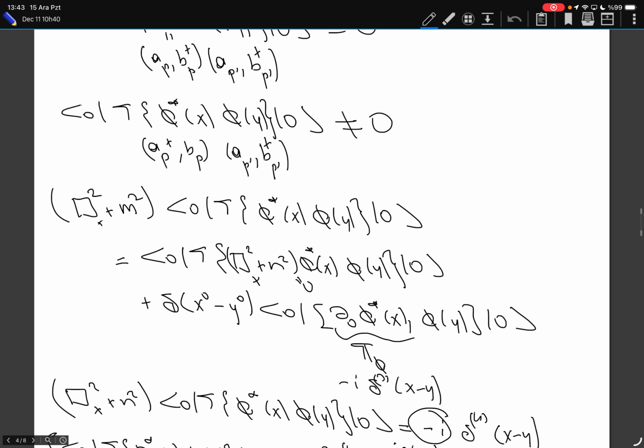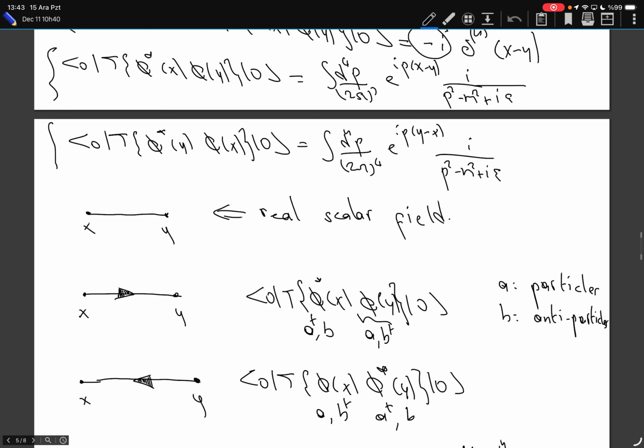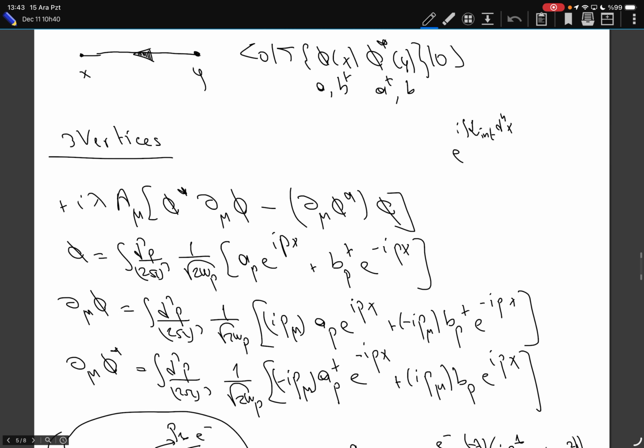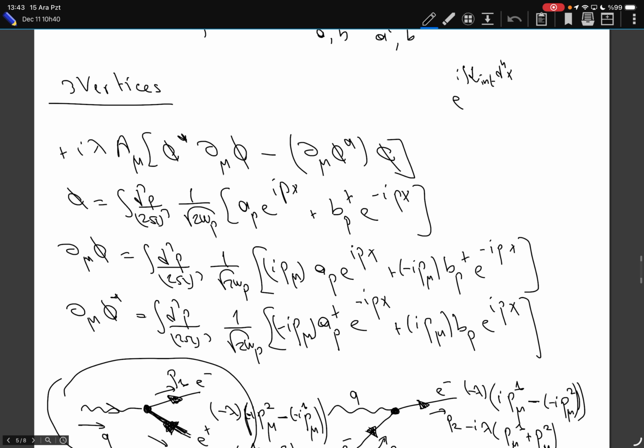But this time the difference is, before we were always looking at real scalar fields, now we have complex scalar fields. So the main difference is now for the complex scalar field, we have both particles and antiparticles. So the propagator has a direction for the flow of particles, which we showed by these arrows. And then we also had these vertices with momentum.